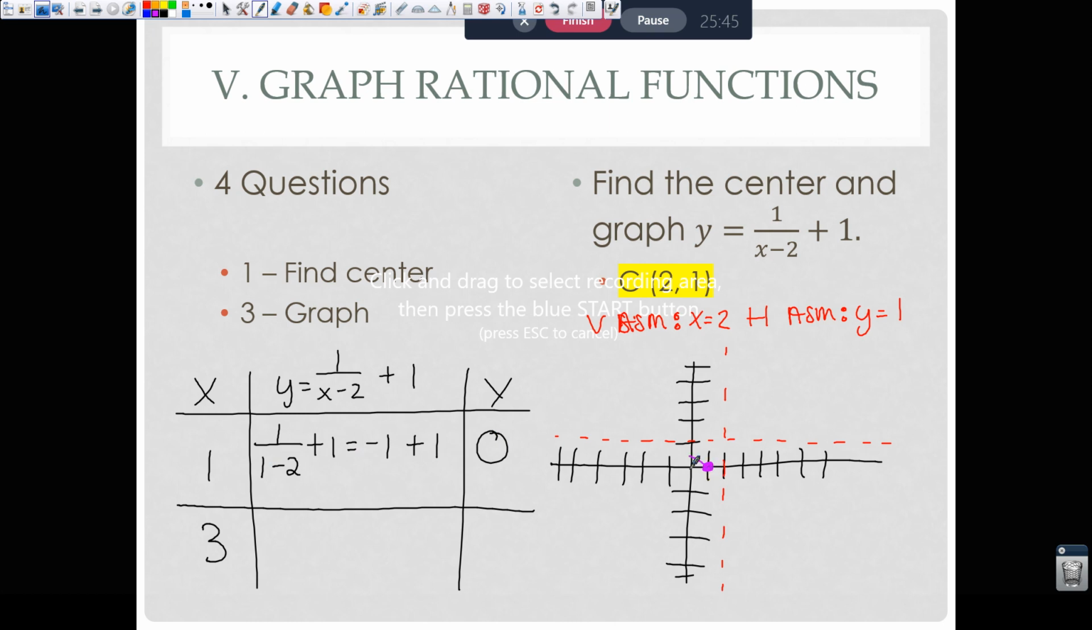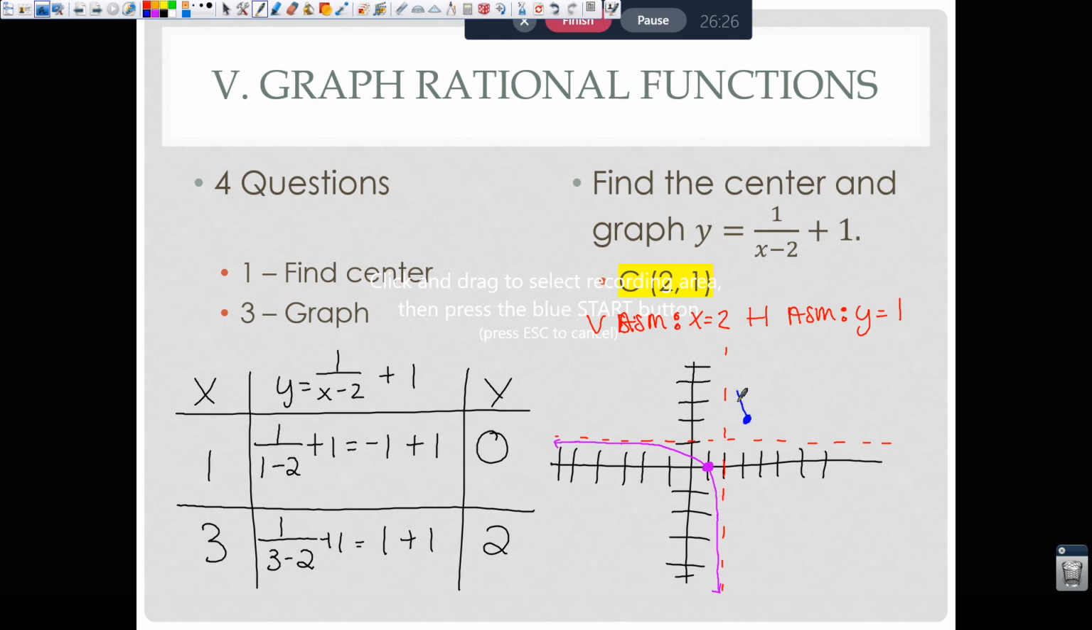So this branch is going to approach my horizontal asymptote but never cross, and approach my vertical asymptote but never cross. So I do know that my other point is going to be on the catty corner of this point. However, we still need to solve. So I'm going to have 1 over 3 minus 2 plus 1 equals 1 plus 1, which is 2. So this point is at 3, 2.